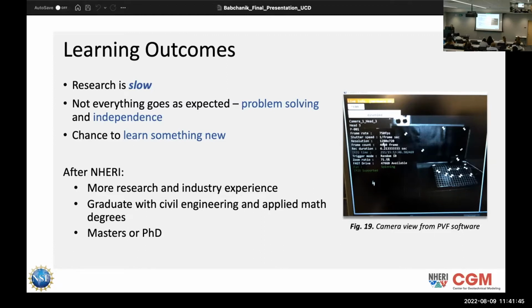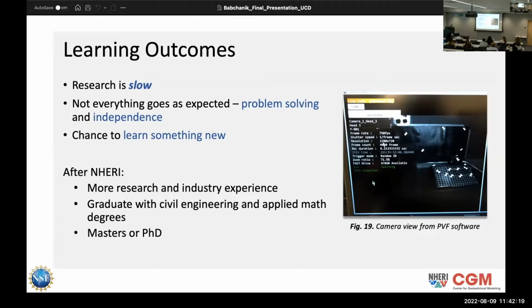Also, not everything goes as expected, and sometimes that's a good thing, you learn how to problem solve and come up with solutions. And when you're problem solving, you also learn to be independent and come up with those decisions on your own. Another thing is I got a chance to learn something new. I got to learn two basically new softwares, although who knows if I'll ever use them again, but it was useful. And I also got to improve on my coding.